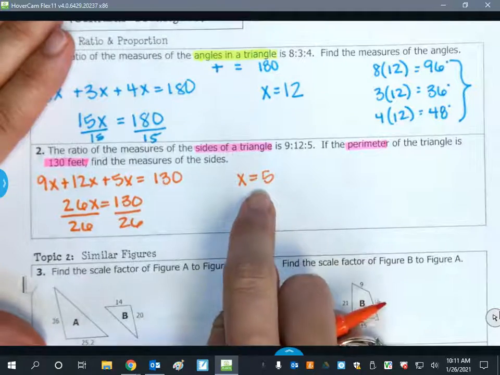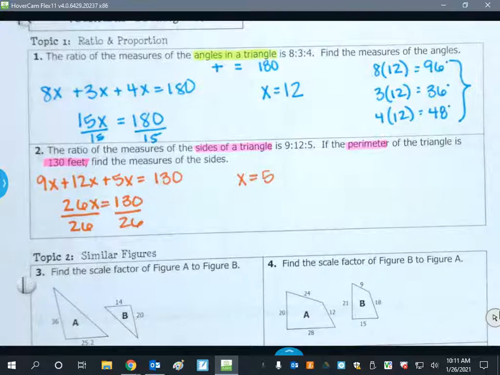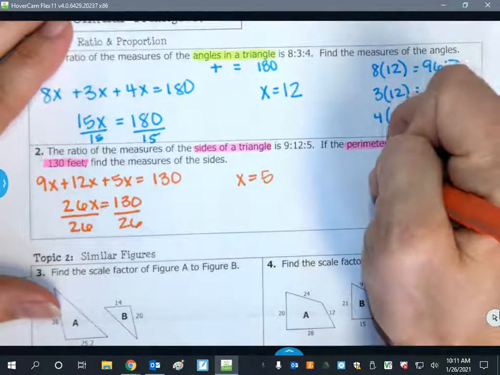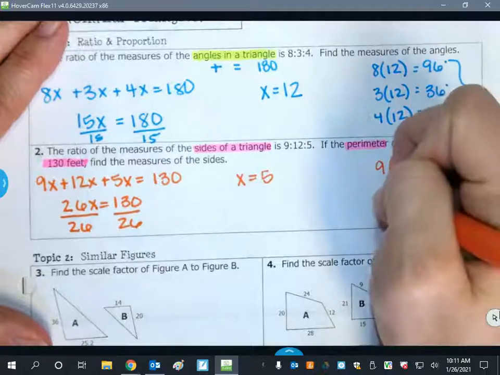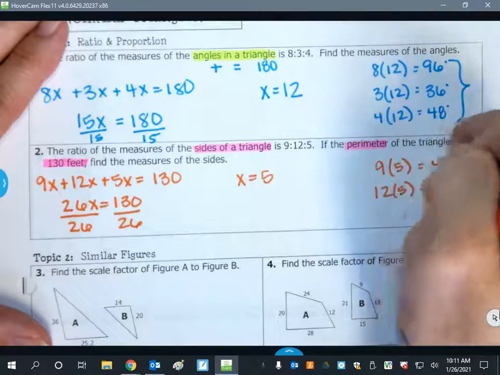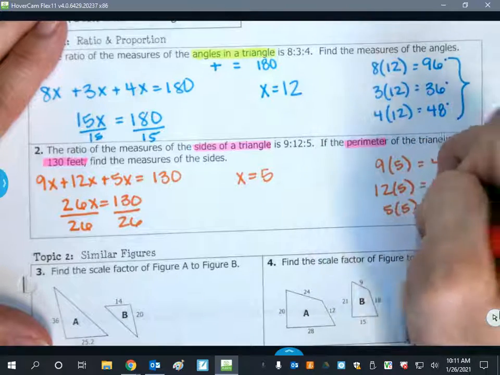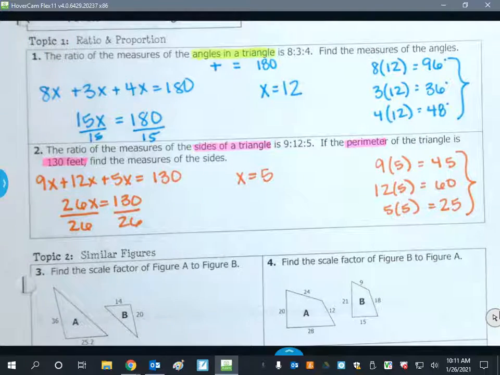Now, we're not done yet because it asked us to find the measures of the sides. So please choose the answer that shows all 3 sides of the triangle. All right, in order to find the sides, you plug in 5 into each one of these sides. So 9 times 5 is 45. 12 times 5 is 60. And 5 times 5 is 25. So hopefully you chose the answer that had those 3 sides.